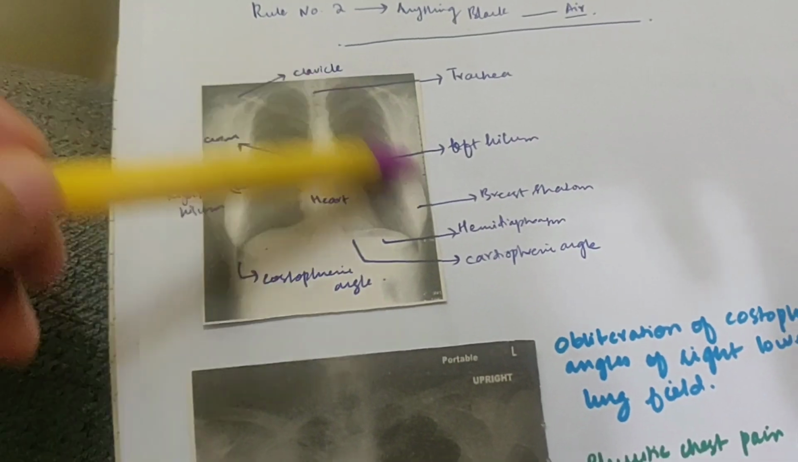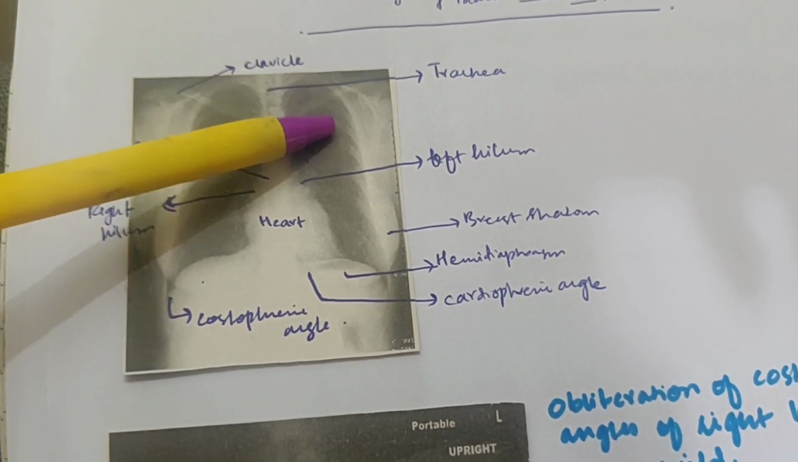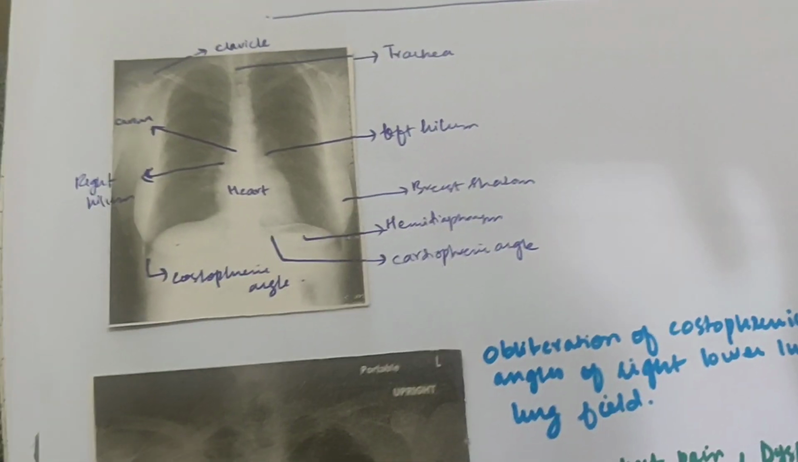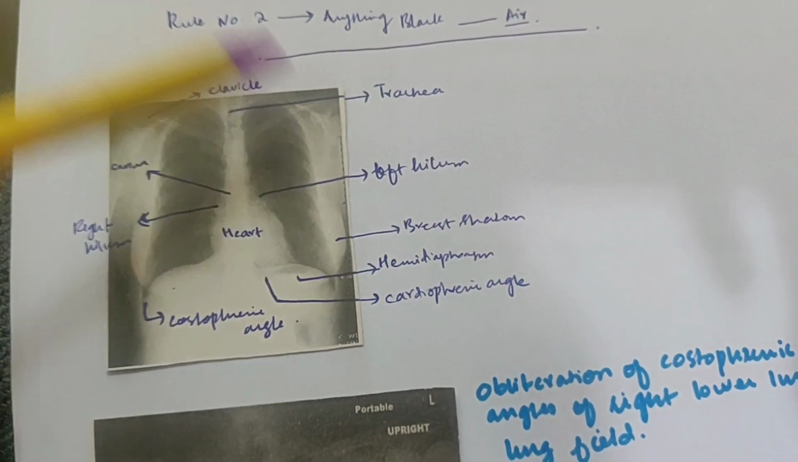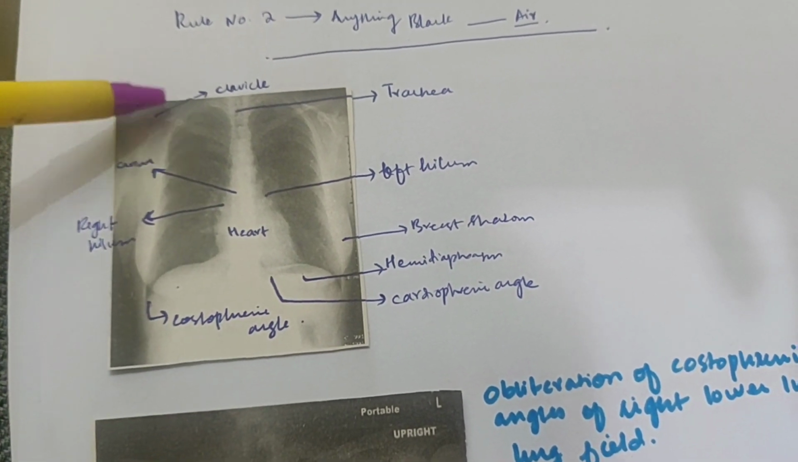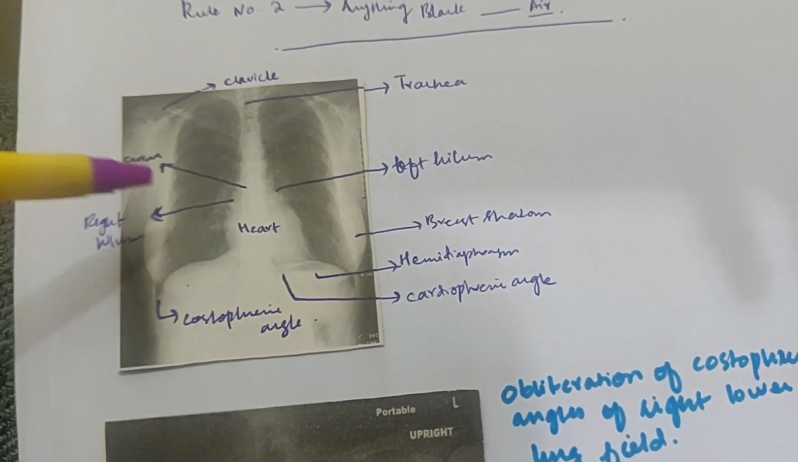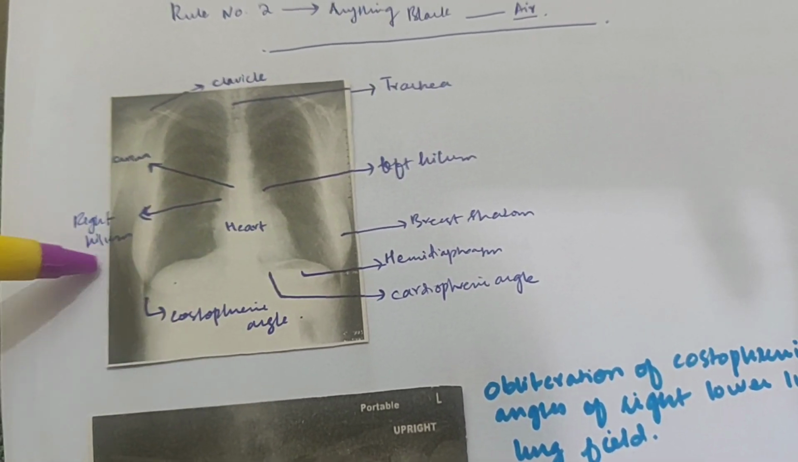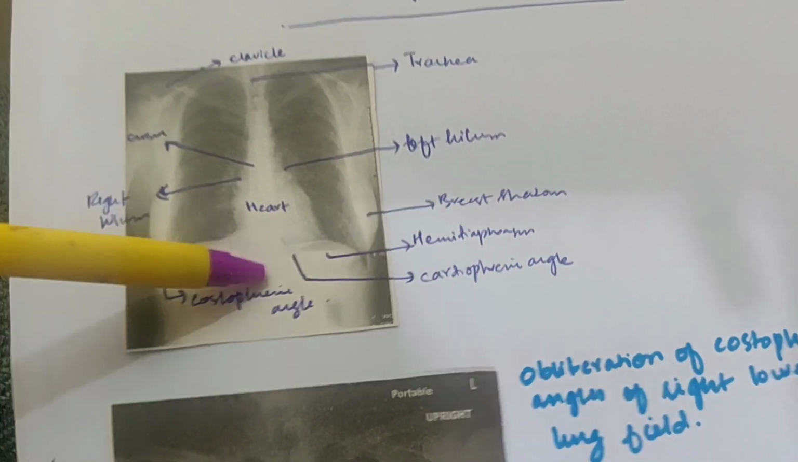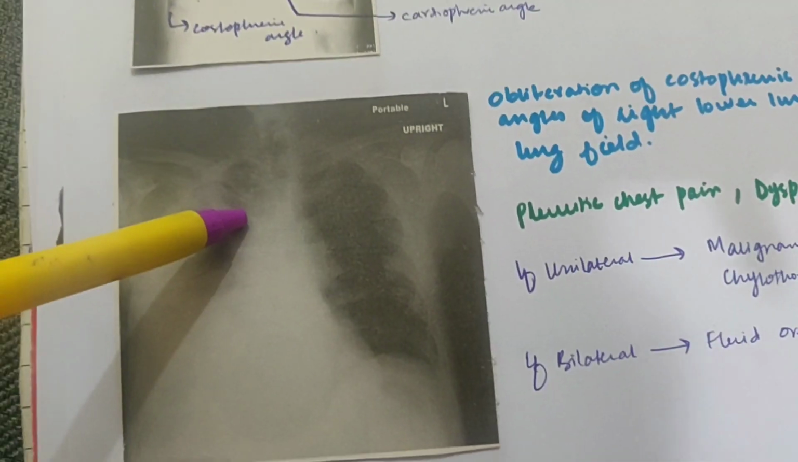Now what is this? What do you think this is? Well, this is normal lungs, and this is a completely normal x-ray. This is some basic anatomy. These are clavicles, this is the trachea, this is the carina, this is the heart, this is the right and left hilum, this right here is the breast shadow, these are the hemidiaphragms, this is the costophrenic angle, this is the cardiophrenic angle, right?